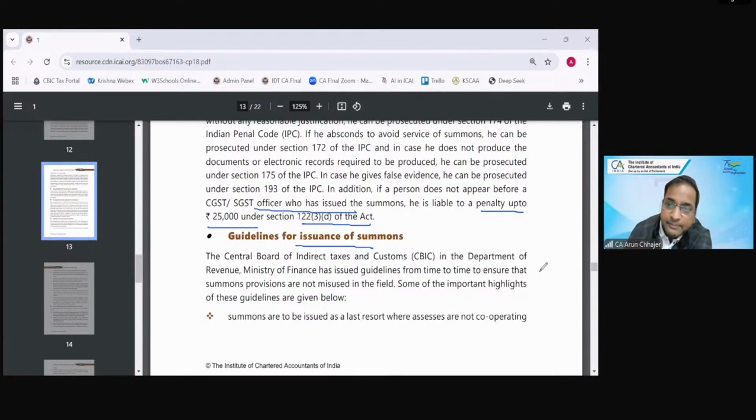What are they saying? CBIC in the Department of Revenue has issued guidelines from time to time to ensure that summons provisions are not misused. Some of the important highlights: summons are to be issued as a last resort where the SSC is not cooperating.